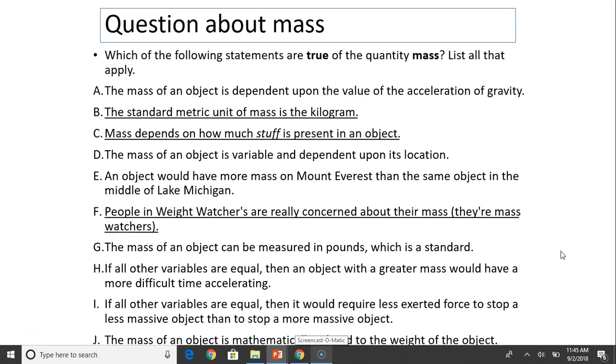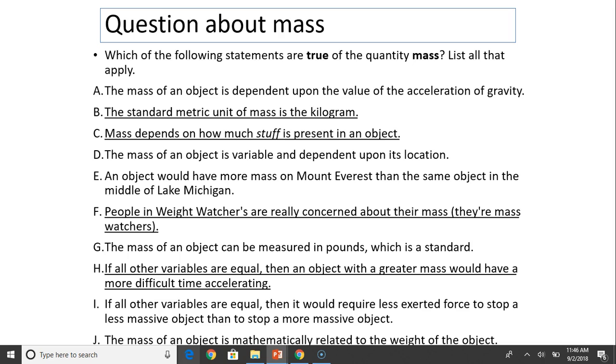G, the mass of an object can be measured in pounds. You probably say, yeah, that's true, right? No, pounds is really a unit to measure force in British units. So that's incorrect. Next one, H, if all variables are equal, then an object with greater mass would have a more difficult time to accelerate. That's correct because mass is a measure of inertia. Inertia is resistance to change. So the more mass you have, the harder it is to accelerate.